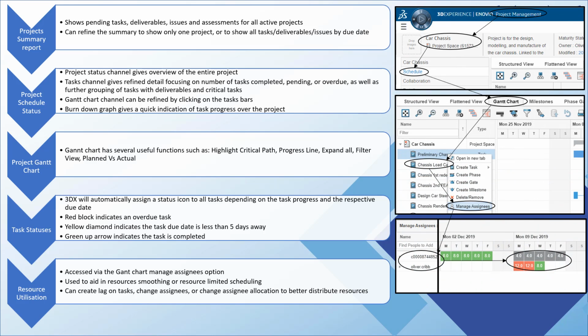The resource utilization information is critical to resource smoothing or resource limited scheduling. This can be opened from the task title in the Gantt chart and indicates the time each member assigned to the task will be active in each day. This enables the project manager to determine who may be idle, underutilized, or overutilized.